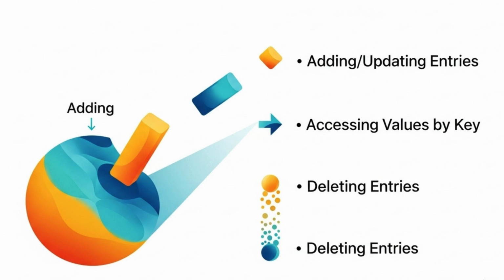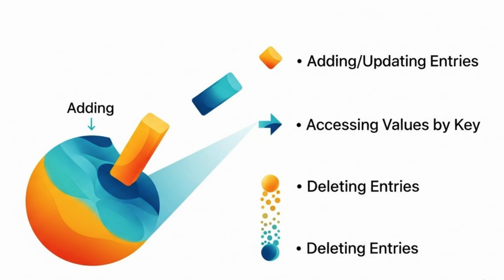Working with dictionaries involves a few fundamental operations that are incredibly intuitive. First, adding a new entry is as simple as assigning a value to a new key. If that key already exists, you're actually updating the existing value. This flexibility makes dictionaries dynamic and easy to modify. To access a value, you simply provide its corresponding key. This is where their efficiency truly shines. Finding a value by its key is incredibly fast, even in large dictionaries.